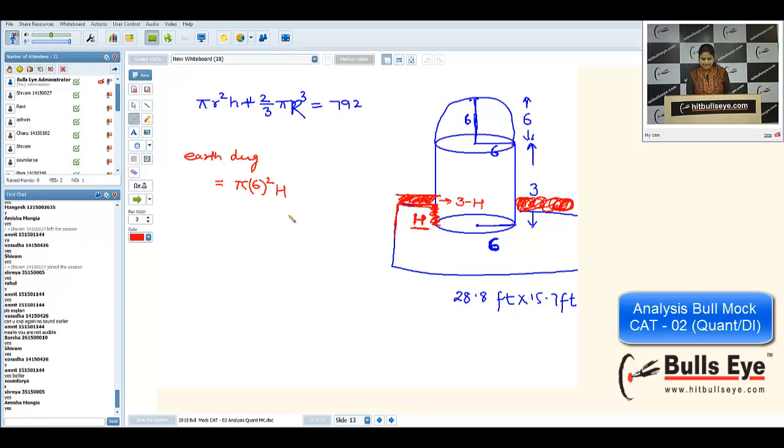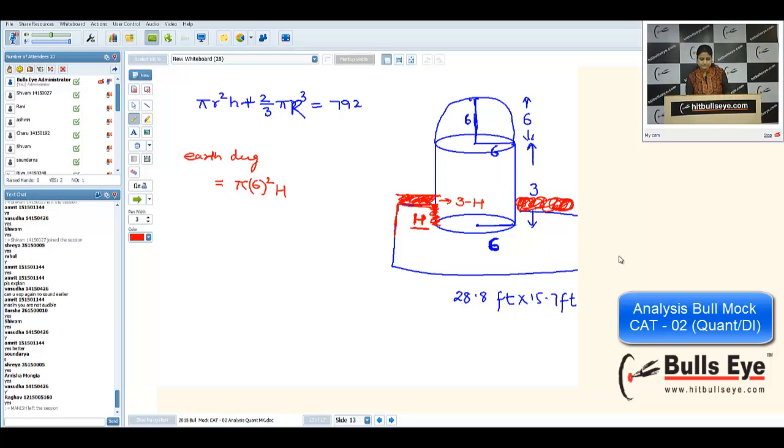So can you say earth dug, its volume should be equal to earth spreaded on the ground. Now the earth spreaded volume, it will be in form of a rectangle with a circular hole in this.